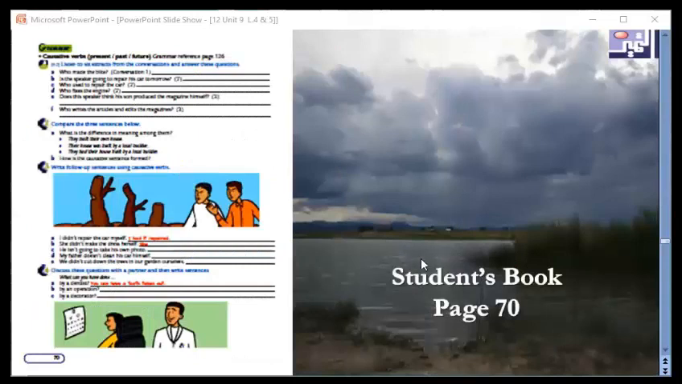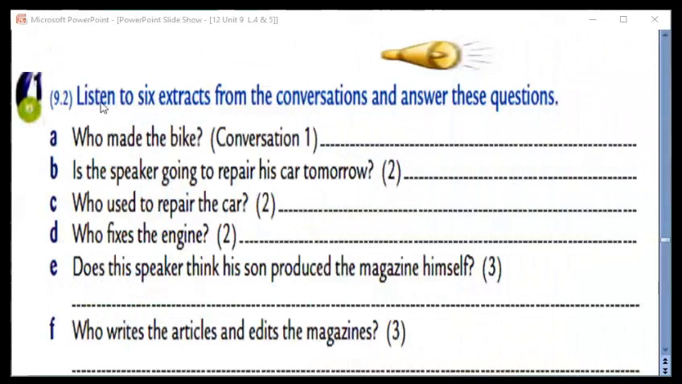Open your student's book please on page 70 in order to have a look at some exercises based on both grammar and vocabulary. Let's start with this idea here. Listen to 6 extracts from the conversations and answer these questions. Here we have some questions, and we would like to answer them after listening. So be ready to listen, dear students.